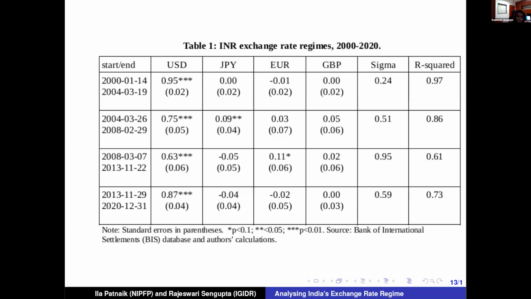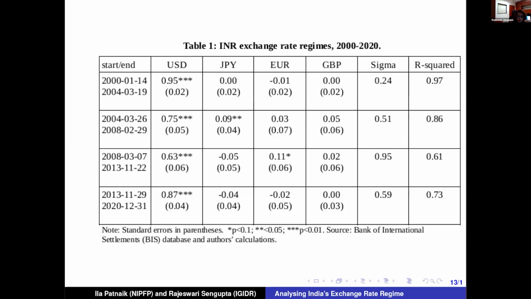Then we move on to the next regime, which is 2004 to 2008. Now the beta coefficient of the dollar comes down in size. The yen also becomes important. More importantly, the R squared goes down, which means there is a relatively greater flexibility in the exchange rate in this regime, which is also shown by the fact that the error variance, or the sigma, goes up.